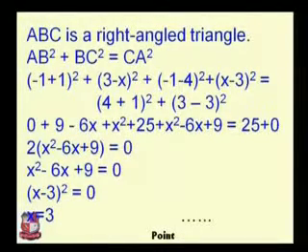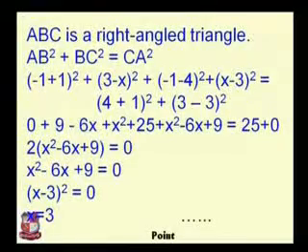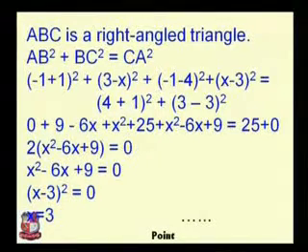So 25, taking it common from both sides, we get x square minus 6x plus 9 is equivalent to 0. So we get x square minus 6x plus 9 is equal to 0.